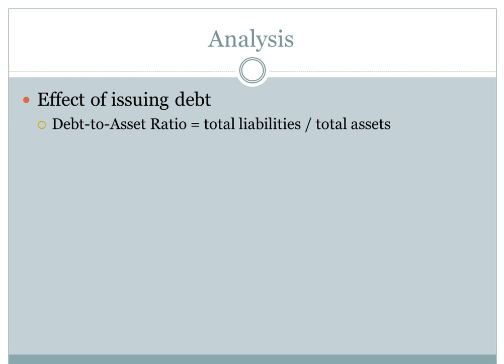Now, let's see what happens with the analysis. We've talked about measurement, we've talked about recognition, we've handled disclosure, and now I want to make a short mention of analysis. So what's the effect of issuing debt? One of the ways that we can measure or assess the effect of issuing debt is by looking at the debt-to-asset ratio. The debt-to-asset ratio is one of the very common measures of financial status of an organization, and it essentially measures the proportion of assets that are financed through debt.